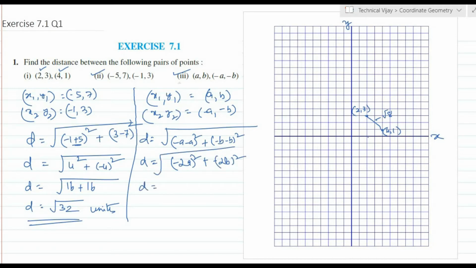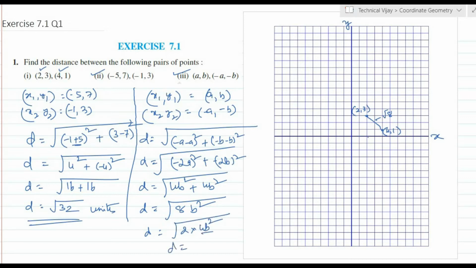So d is equal to 4a squared plus 4b squared. Okay, so d is equal to 8b squared. This can be written as, see here, 4 into b squared, so d is equal to 2 into the square root of 4b squared. This 4b squared we can take out of the square root: 4 can be taken out as 2, b squared as b, so the square root of 2 is remaining here. This is the answer.